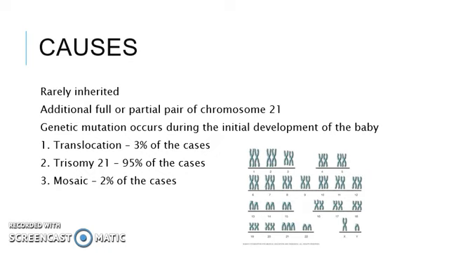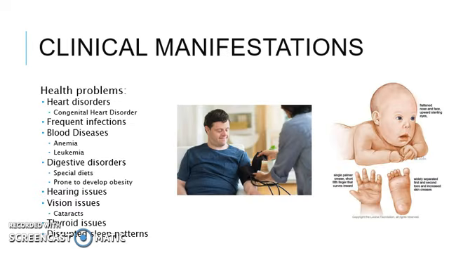Lastly, mosaic Down syndrome. This is a less common cause of Down syndrome. It is caused by abnormal division after fertilization, in which only some of the cells contain an extra copy of chromosome 21. People with Down syndrome are prone to developing various types of health problems.